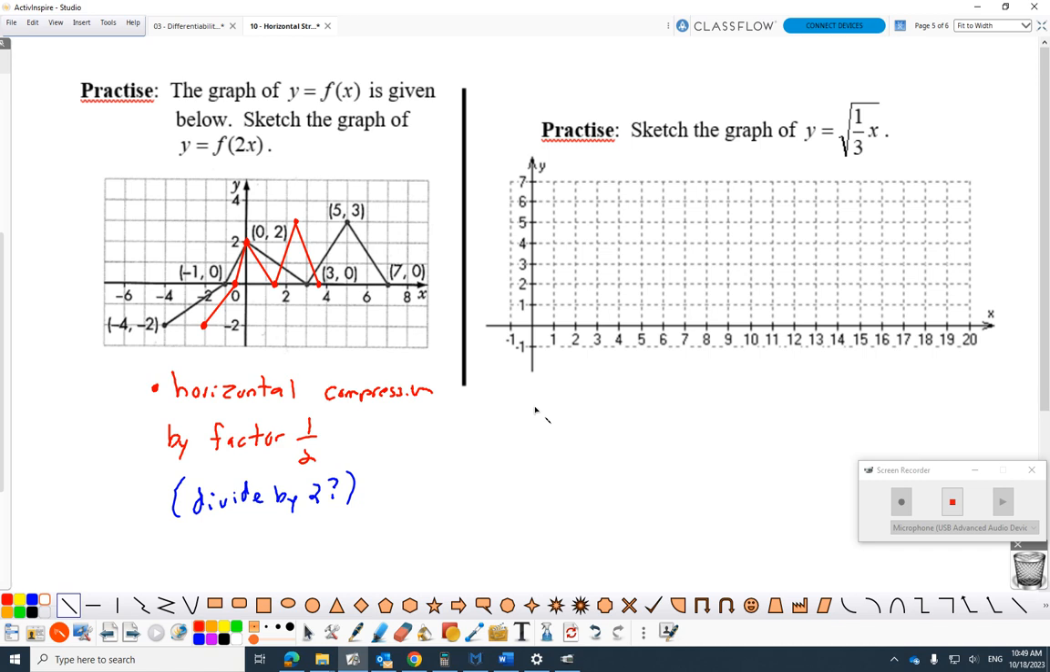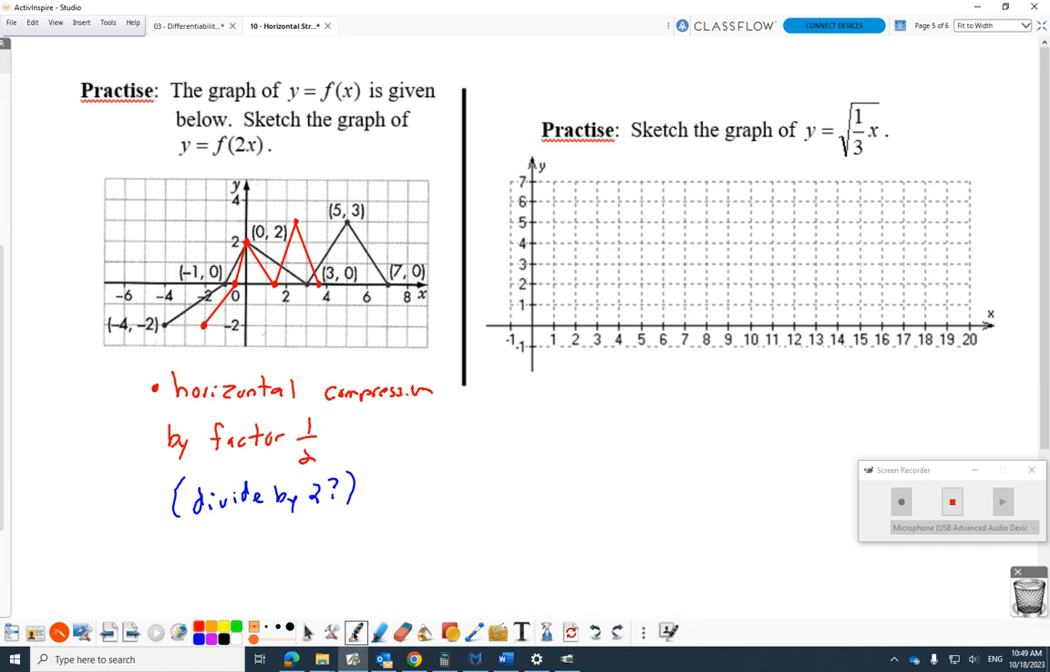Okay, this one, 2 ways. I don't know, don't prejudge. Everybody's different. Some people like to use a table of values to do the compressions and stretches. Some people like to do it right off the graph. So check it out. Here's what I'm going to do. I'm first going to build a table of values for the base function.